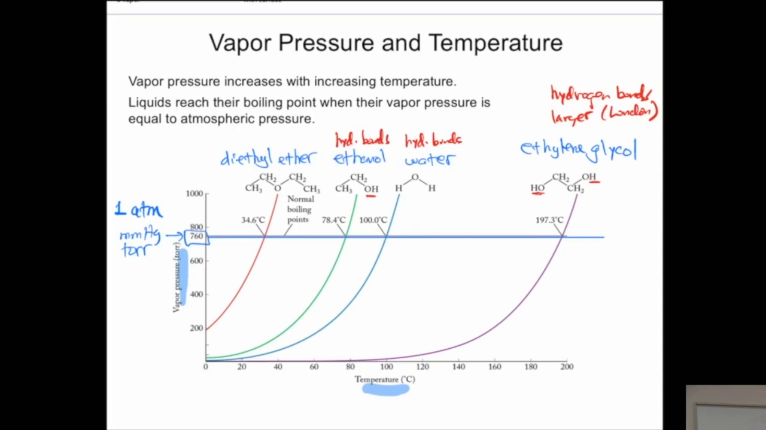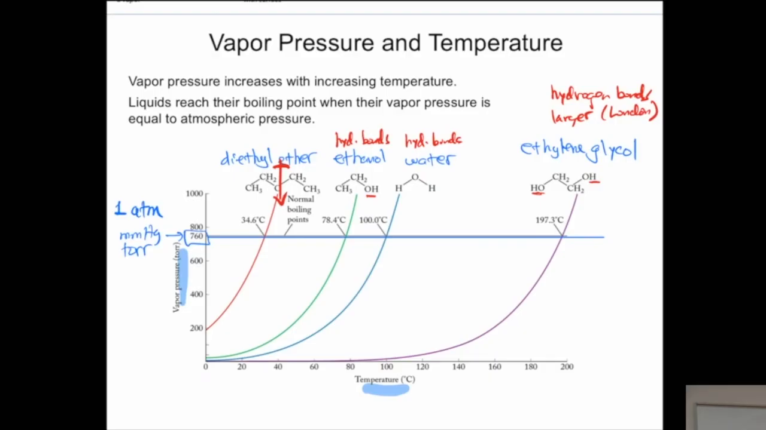Ethanol can hydrogen bond, but there's only one donor and 1 acceptor. And then we have diethyl ether over here on the left. What does it have besides London? Because everything has London. What else does it have? It has a dipole, that's right. So you have dipole-dipole interaction.